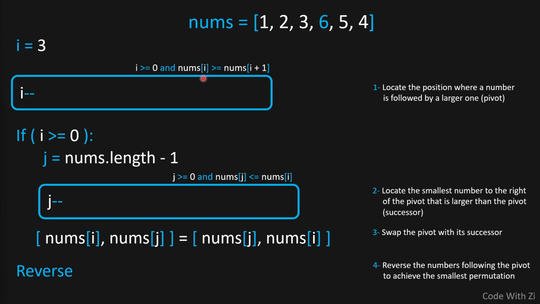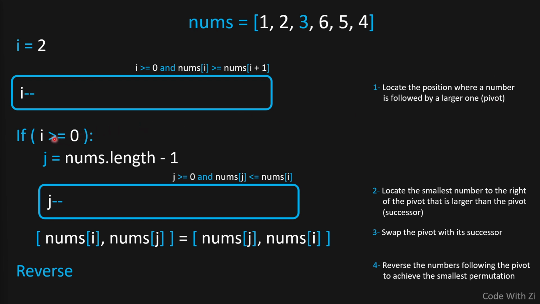Again, we're going to check this condition. Is the number that I is pointing to, which is 6, greater than or equal to the number next to it? Well, 6 is greater than 5, so yeah. All right, let's keep on decrementing I. Now I is 2, and it's going to be pointing to this number here because this is the number with the index of 2. So is nums of I, which is 3, greater than or equal to the number next to it? Well, this is 6. Nope. All right, then we're going to break out of this loop, and now this is going to be our pivot, and this step is done.